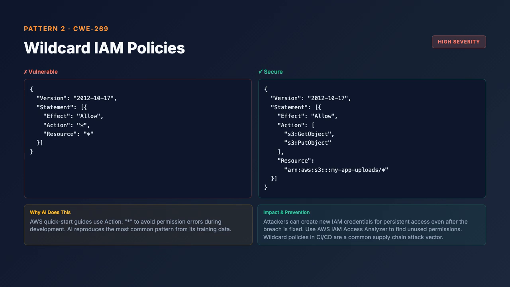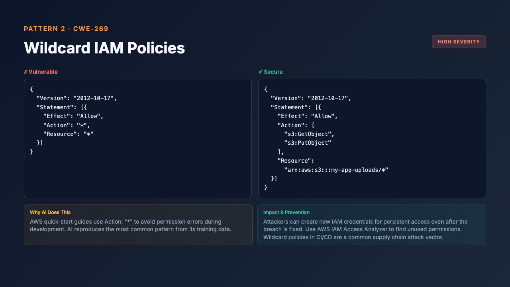The impact is devastating. If a service with a wildcard IAM policy is compromised through a code vulnerability, prompt injection in an AI agent, or leaked credentials, the attacker inherits every permission that policy grants. That means full control, reading all data, deleting infrastructure, spinning up resources, and creating new credentials for persistent access even after the initial breach is fixed.